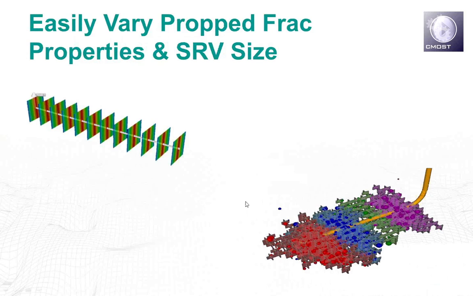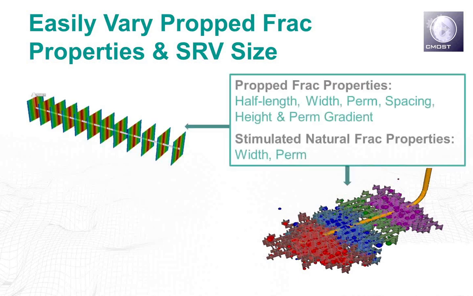When we're looking at our unconventional reservoirs, oftentimes we might want to adjust some of the properties associated with the fractures. So in doing this, we can really adjust any of the properties associated with the fractures. Things such as half length, width, permeability, spacing, height, as well as the permeability gradient. And if we specified secondary fracture properties, we can also adjust the width and the permeability of these secondary fractures.